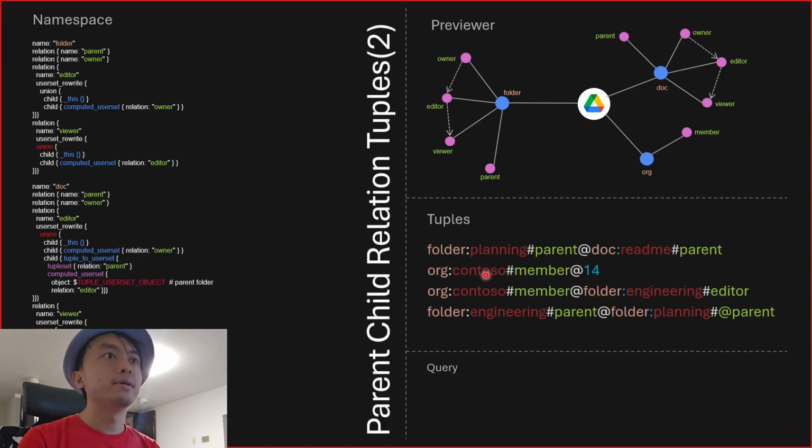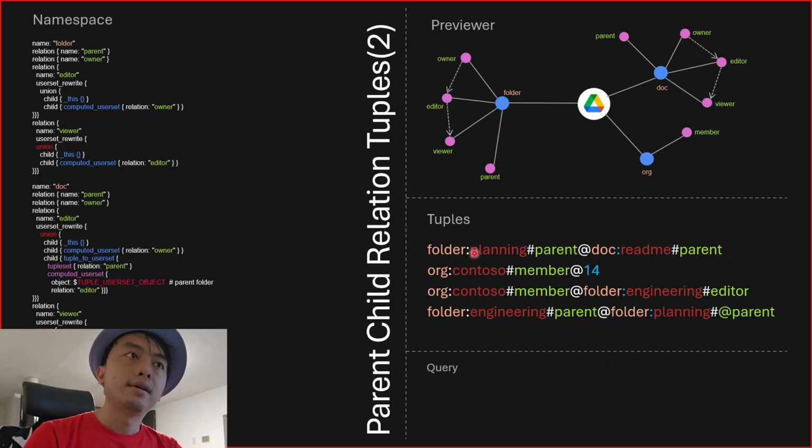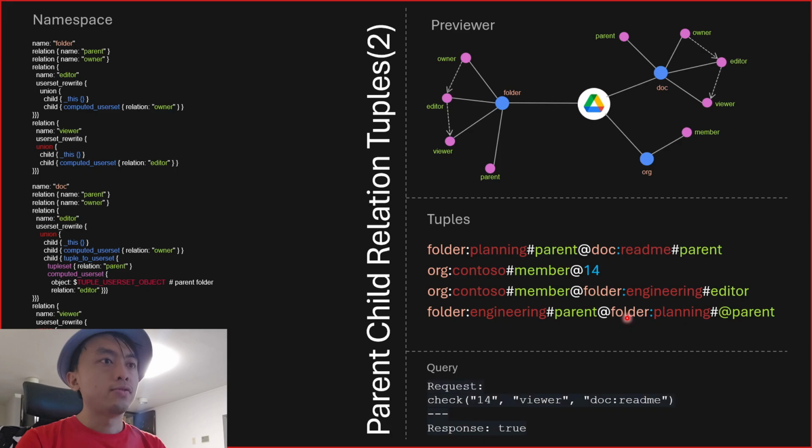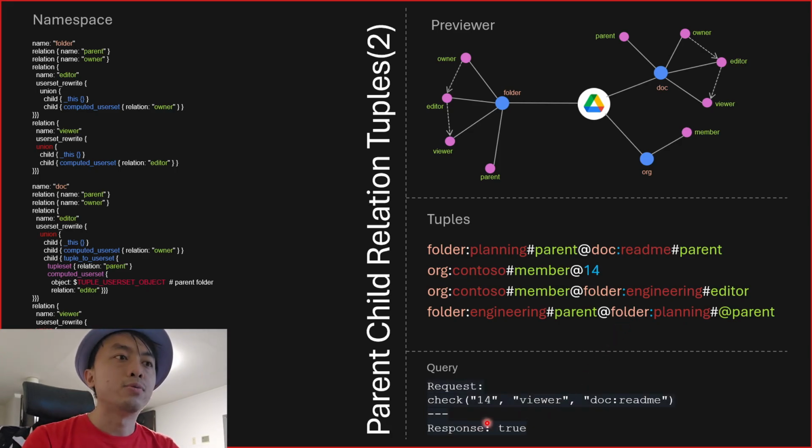And another example. Alright, it's a bit exciting. There is a parent relation: the readme document is a child of the planning folder. User ID 14 is a member of organization Contoso. And every member of organization Contoso will have editor access to the engineering folder. And the engineering folder is a parent of the planning folder. Try to answer this question: can user ID 14 view the readme document? The answer is true.